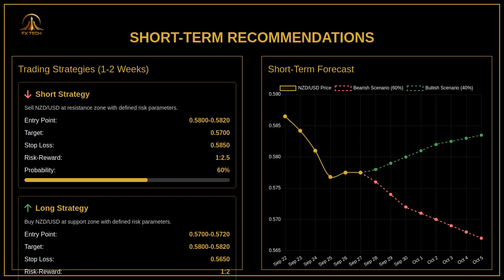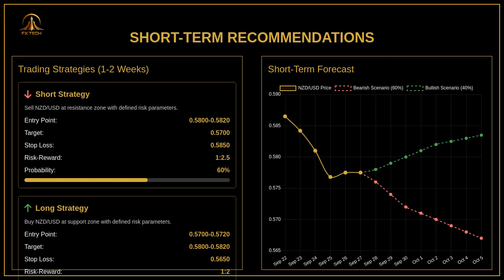For the short term, spanning the next 1 to 2 weeks, we recommend two primary trading strategies. Our short strategy involves selling NZD/USD at the 0.5800 to 0.5820 resistance zone, targeting 0.5700 with a stop loss at 0.5850. This strategy carries a 60% probability based on current market conditions.